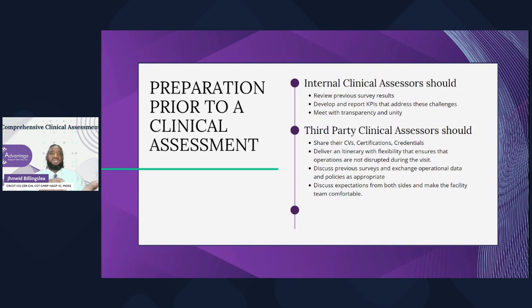The third party should discuss previous surveys and exchange operational data and policies as appropriate. Some organizations are really, really nervous about giving third party assessors their policies, and that's understandable. But it's really critical that the third party assessor has access to your policy so they can see, are you doing what you're saying you're doing? Because that is a common finding: you're not necessarily doing something that's against regulation, standards or guidelines. You're just doing something different than what you said you're going to do.